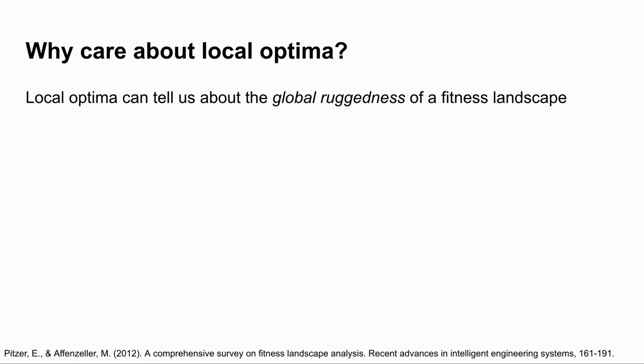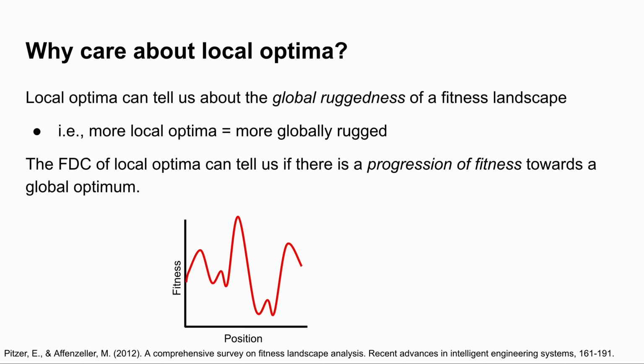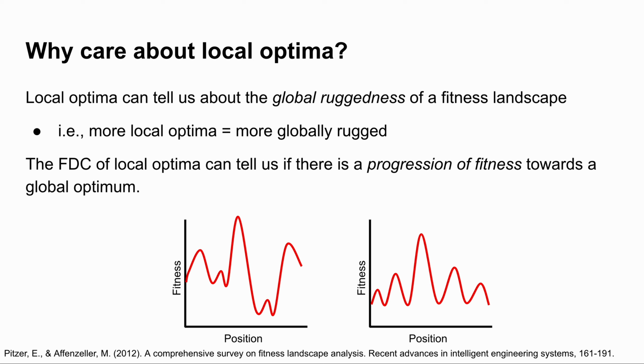Global meaning we are taking a zoomed out look at the fitness landscape. For example, a fitness landscape with more local optima means that it is more globally rugged. Furthermore, the FDC of local optima can tell us if there's a progression of fitness towards a global optimum. So for example, in this graph of fitness versus position, we can see that there's no progression of local optima fitness towards the global optimum. But in this graph of fitness versus position, we see that the fitness of local optima increases as they approach the global optimum.